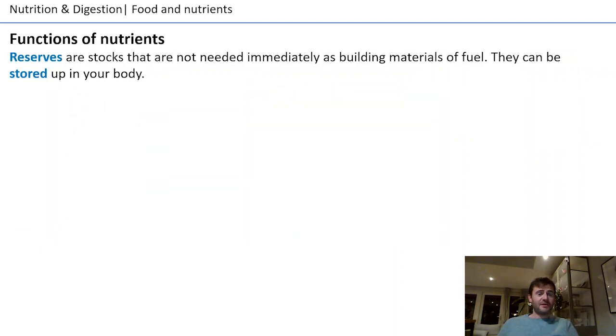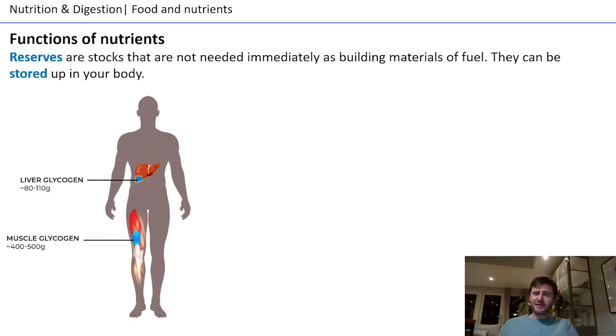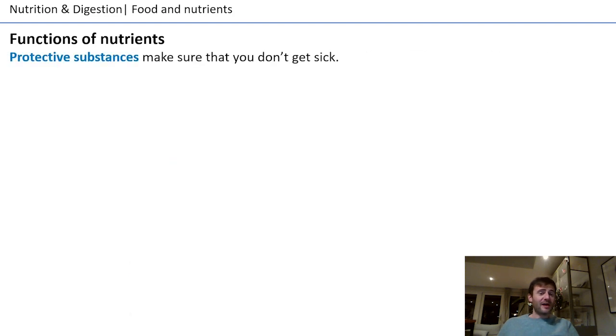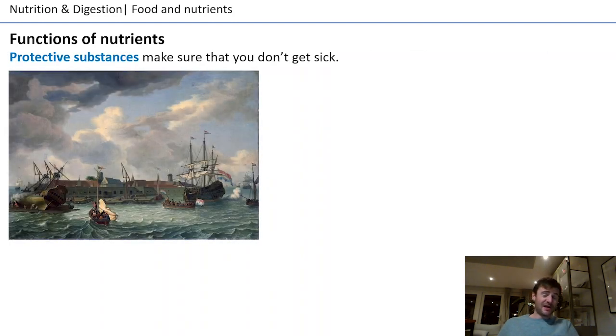Then reserves are stocks that aren't needed straight away as fuel or building materials, but they can be stored in your body. For example, glucose is stored as glycogen in the liver and muscles, but fat is also another example of a reserve substance. Then we have protective substances, and these help prevent you from getting ill. For instance, if you go too long without vitamin C, you can develop scurvy.